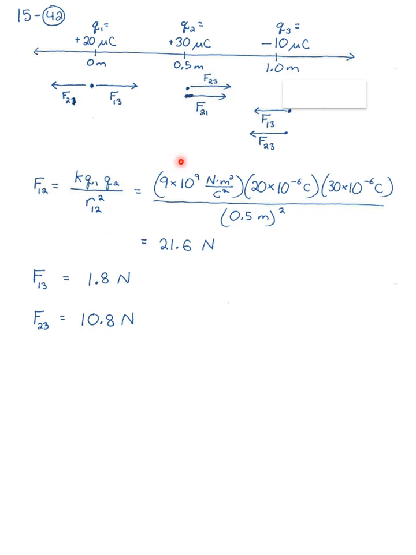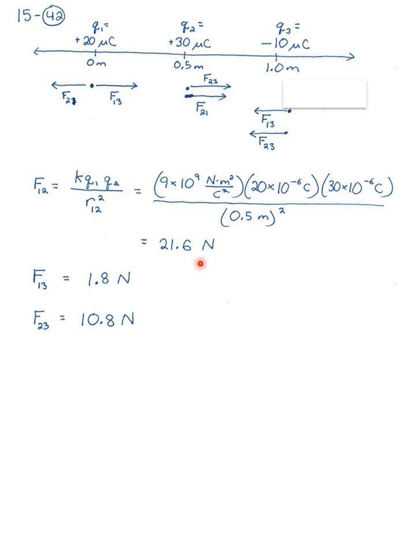So we're going to use K. Here I've very abbreviated, wrote it as 9 times 10 to the 9th. You should be more precise than that. It's 8.9876. Often in my notes and in the lecture, you'll see me doing that; for brevity of writing, I just abbreviate it as 9 times 10 to the 9th. Times, these are in microcoulombs, so 20 times 10 to the negative 6, 30 times 10 to the negative 6 coulombs. Divide by their distance, they are 0.5 meters apart, and you get that that force is 21.6 newtons.